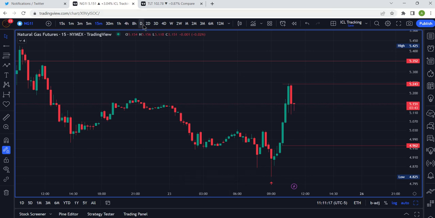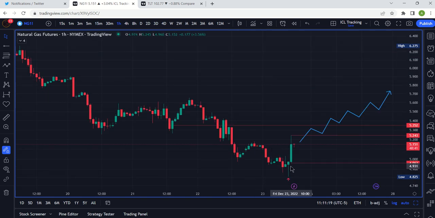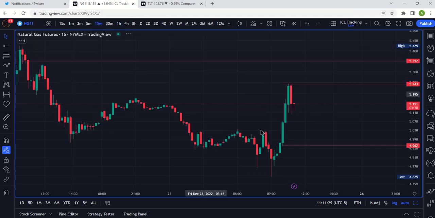$4.95. I think that's the same level as the hourly. No, it's a couple of cents lower, right? So the hourly is about $4.98, which is your swing low level on the hourly. And your swing low level on the 15-minute chart, this candle, is $4.95 thereabouts. So 2 cents lower. And that's kind of the idea.